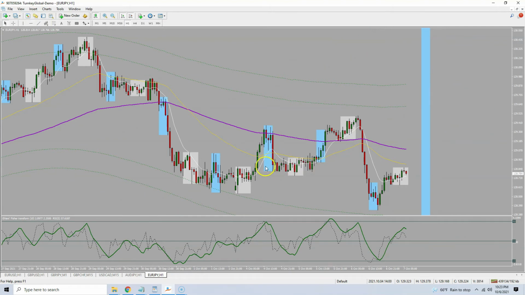Let's see what next. Oh, this box right here, this vertical line, I'm sorry, this horizontal line tool, this is important.